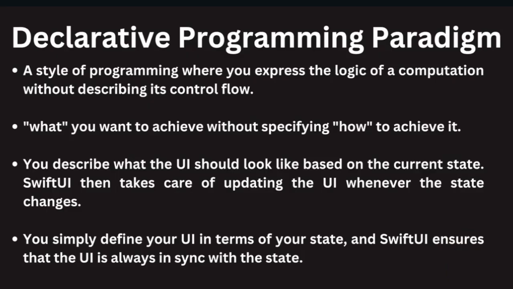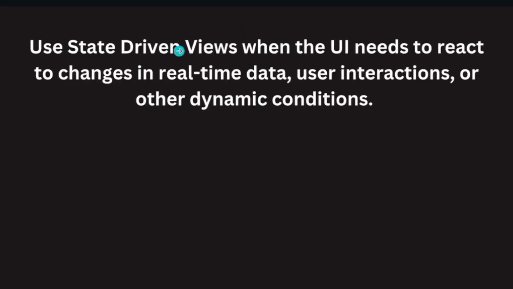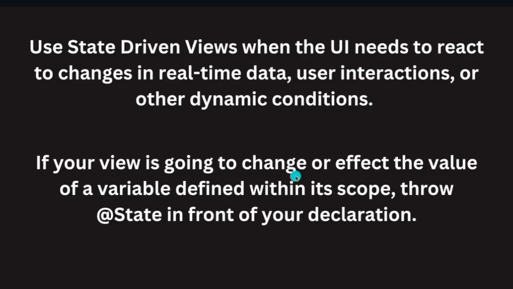All right, real quick, let's look at when you should use state-driven view updates. Basically, you're going to use state-driven view updates when the UI needs to react to changes in real-time data, user interactions, or other dynamic conditions. Put in more layman's terms, if your view is going to change or affect the value of a variable that's defined within its scope, just throw @State in front of the declaration for that variable.